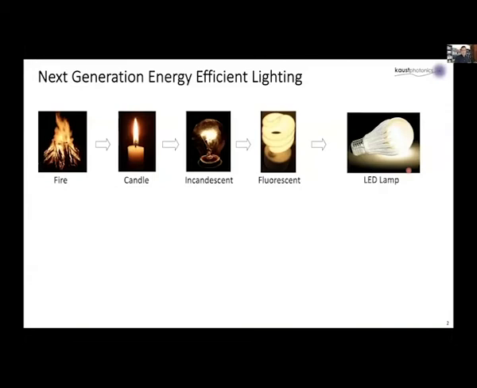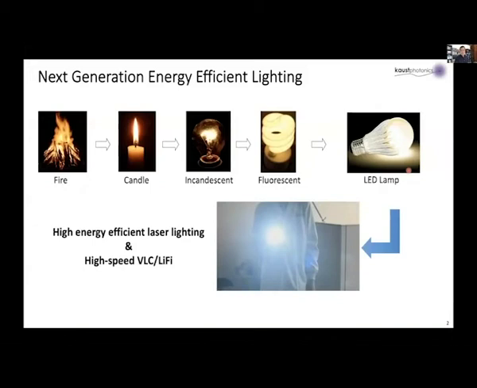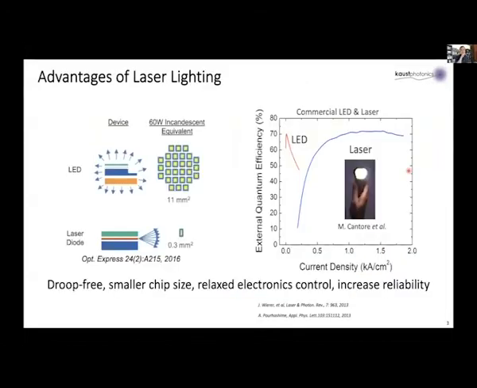Thanks to the invention of LED, now we have very efficient LEDs and also very wonderful applications in Li-Fi. At KAUST, we again very much focus on laser-based lighting and its applications in high-speed visible light communications and Li-Fi. So what are the advantages of laser lighting?